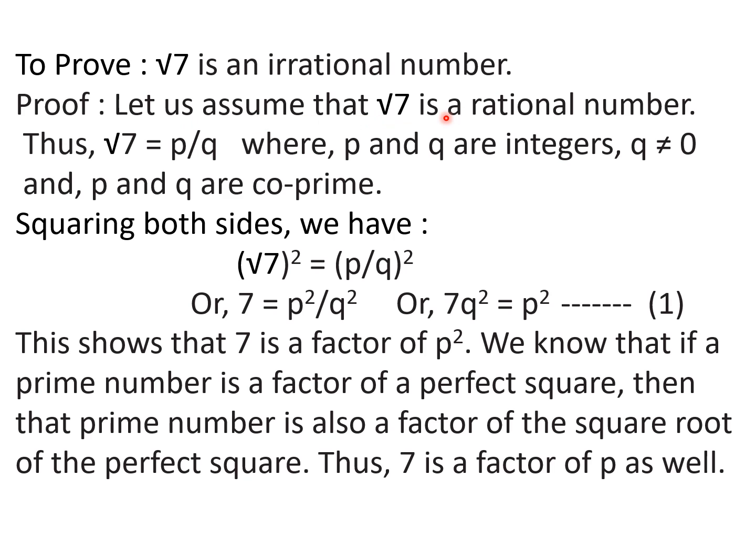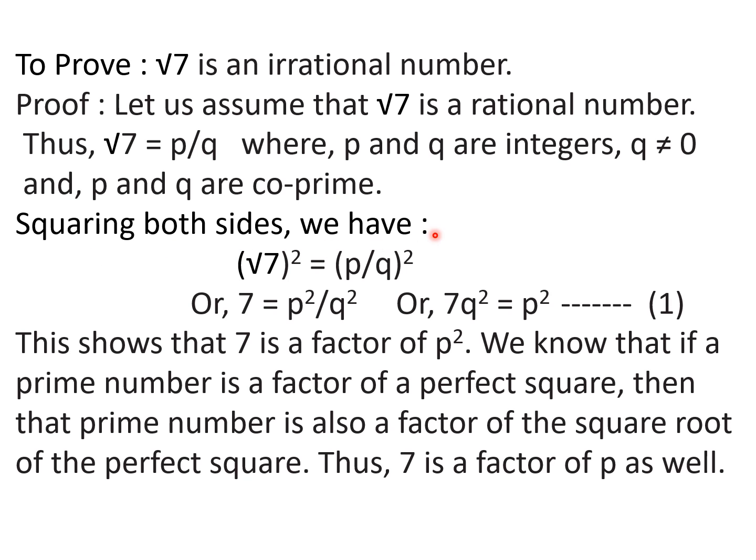Let us assume that under root 7 is a rational number. So we make the assumption which is otherwise. So we know that every rational number can be expressed in the form of P upon Q, where Q is not equal to 0 and both P and Q are co-prime, or in other words their HCF is 1, or they do not have any common factor other than 1. So thus under root 7 is equal to P upon Q. We write this statement: P and Q integers, Q not 0, P and Q are co-prime.